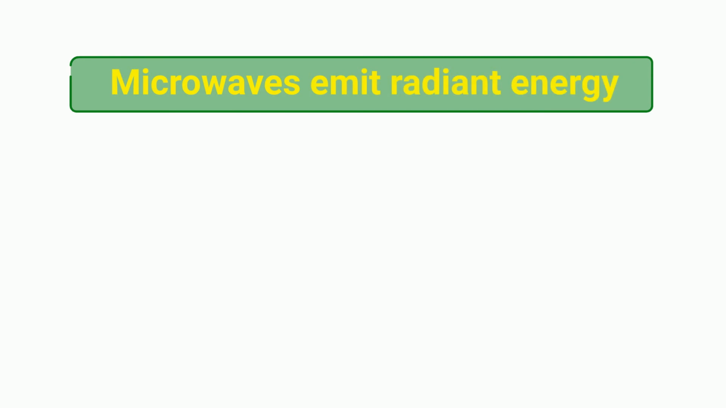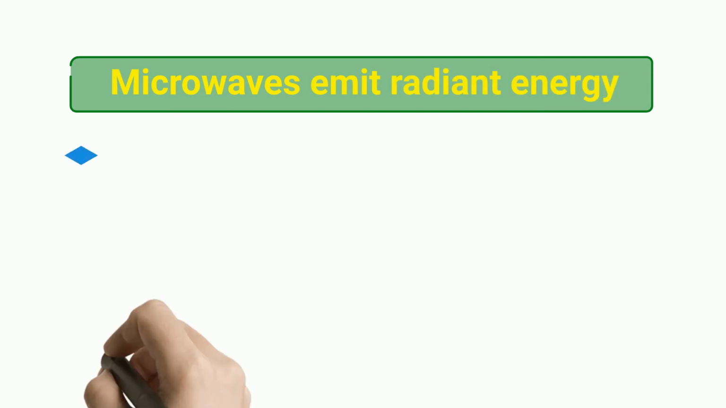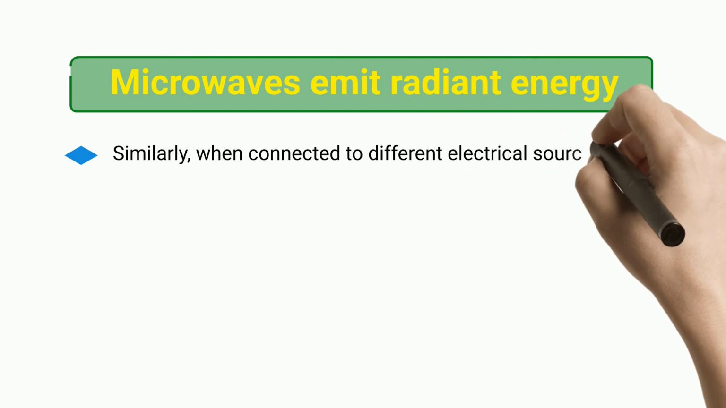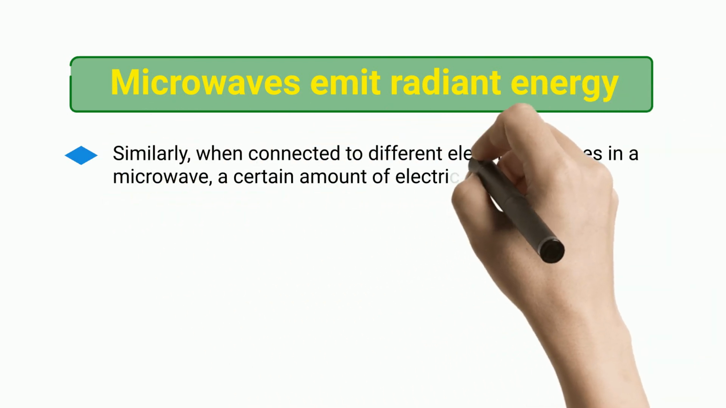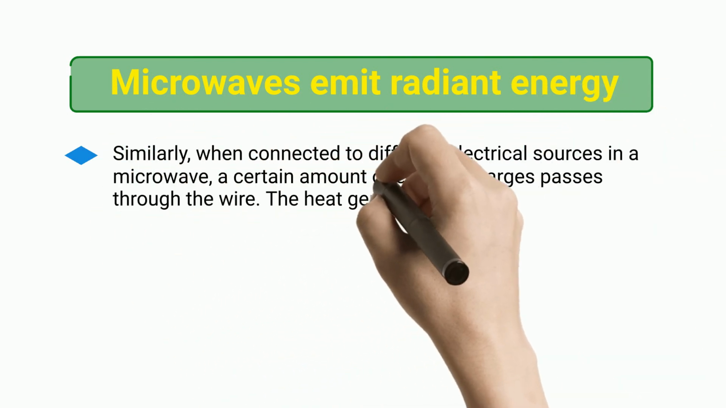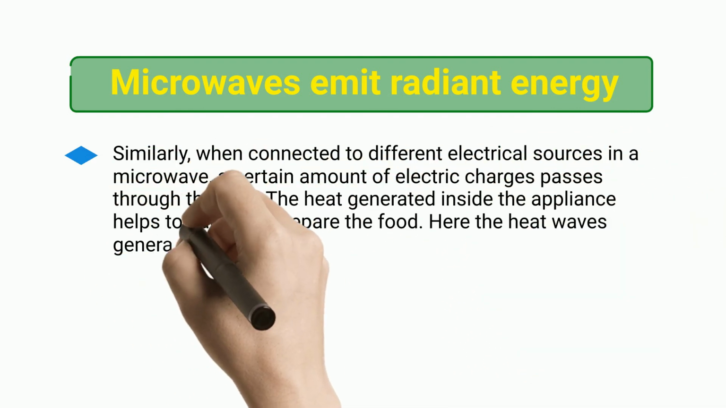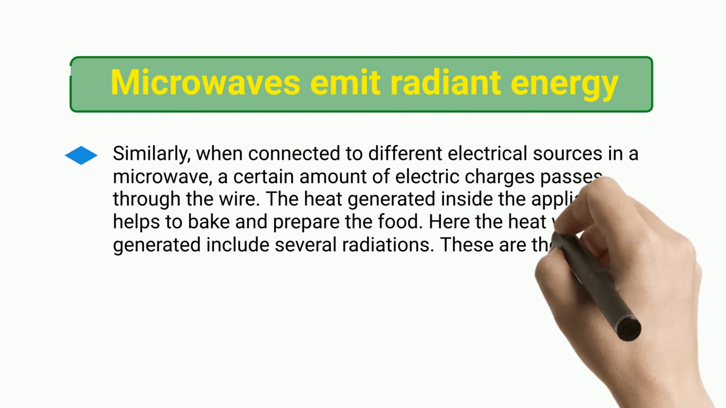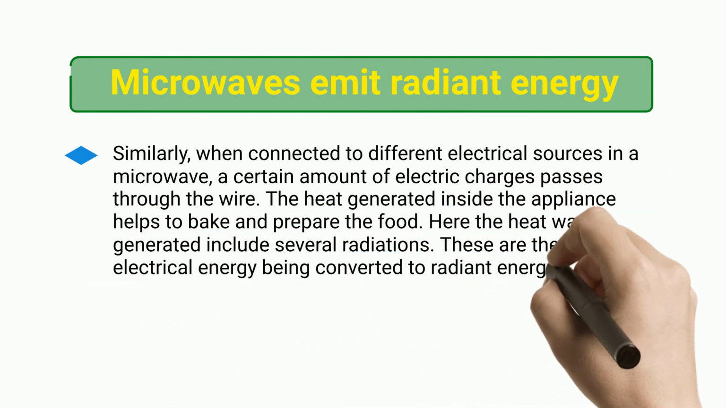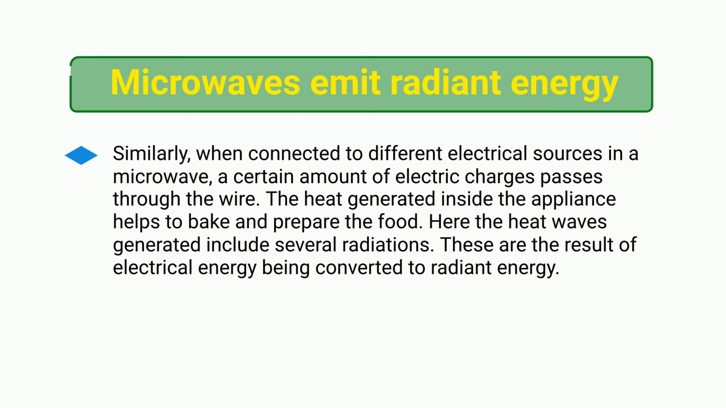Microwaves emit radiant energy. Similarly, when connected to different electrical sources in a microwave, a certain amount of electric charges passes through the wire. The heat generated inside the appliance helps to bake and prepare the food. Here the heat waves generated include several radiations. These are the result of electrical energy being converted to radiant energy.